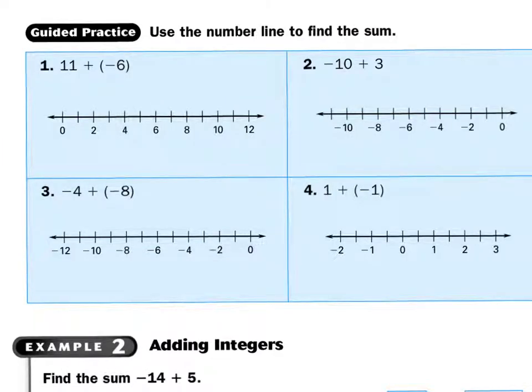When you get to a guided practice section, pause the recording, try the problems out on your own, and then hit play to review your answers. So for number 1, it's 11 plus a negative 6. So you're going to start at 0, and you're going to move right 11 spaces for the positive 11. And then, since it's plus a negative 6, you're going to move left 6 places, which will end you at 5.